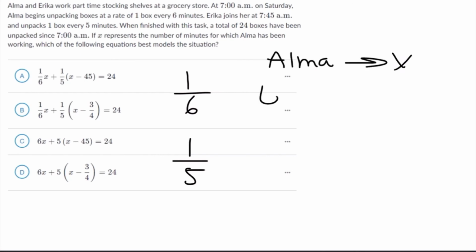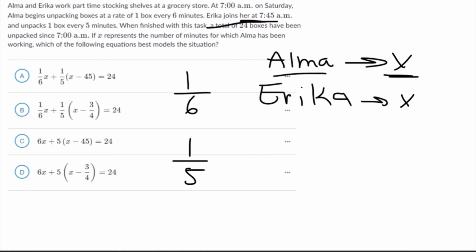Now, Erica joined her at 7:45. So whatever amount of time Alma was working, Erica worked 45 minutes less than this. Erica joined 45 minutes later. So we can say Erica's time is X minus 45. So this is the time they both spent, and we know Alma works at this rate and Erica works at this rate. Now, knowing this key information, we can write it as an equation.